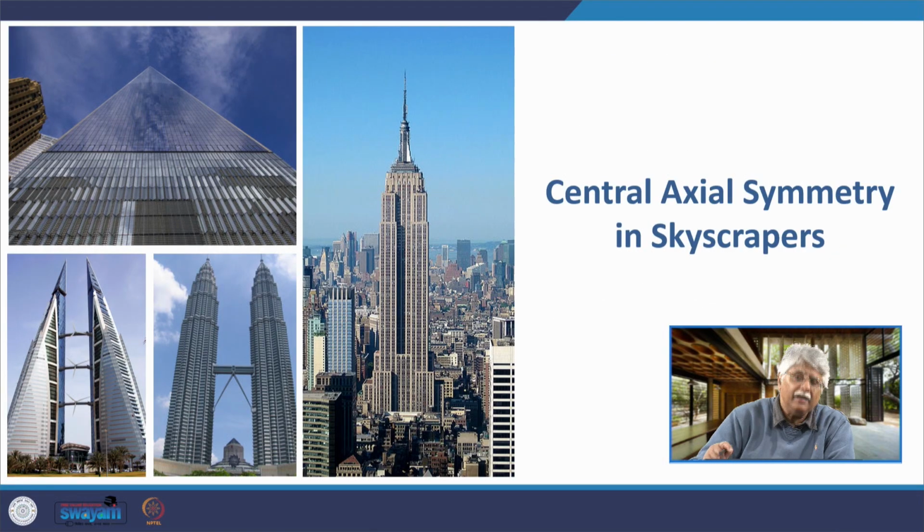Now, central axial symmetry is not just with this building. There are many other skyscrapers that have followed this principle. The One World Trade Center has it, the Empire State Building had it, this building in Bahrain had it, the Petronas Towers have it. They all have central axial symmetry.